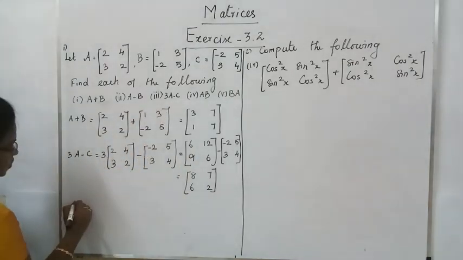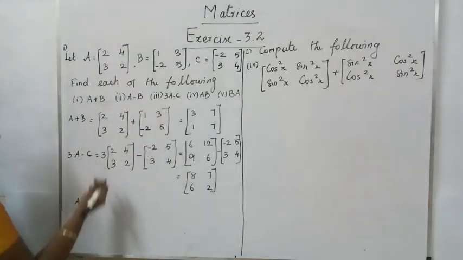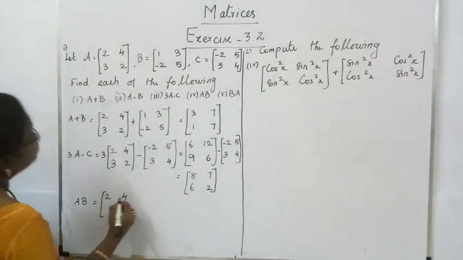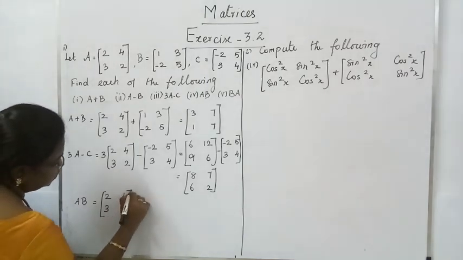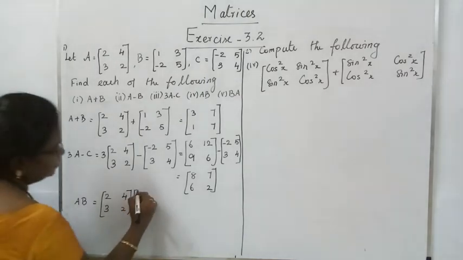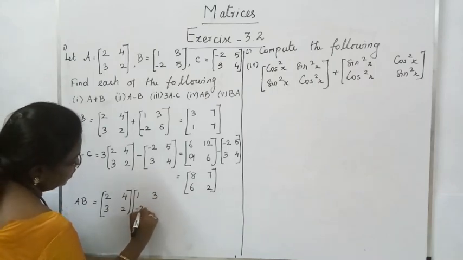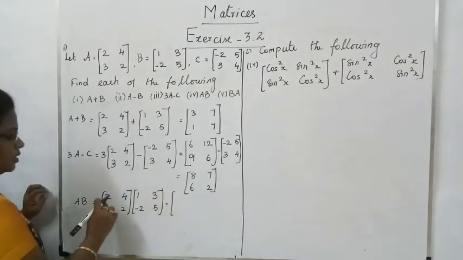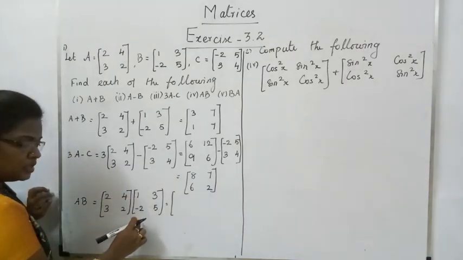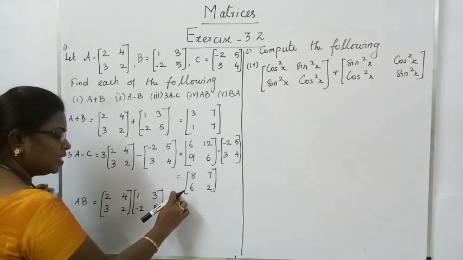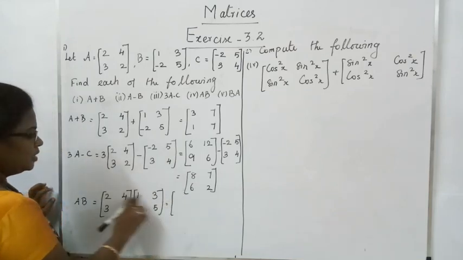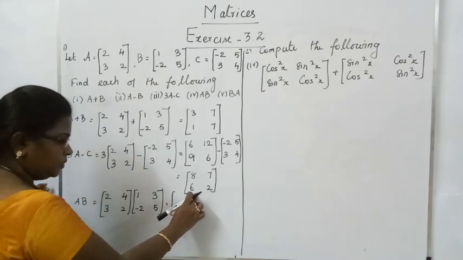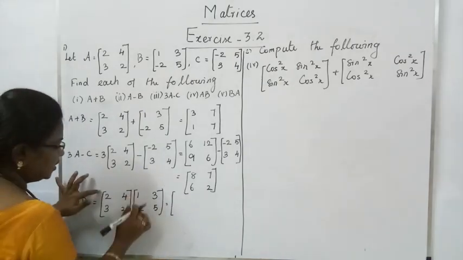Now let us do the fourth one: A into B. Just a multiplication between two matrices. 2, 4, 3, 2 has to be multiplied with 1, 3, minus 2, 1. See, for multiplying, the first row has to be multiplied with the first column. That has to be written up as first row, first column element. And first row with second column, you have to write it up as first row, second column element. So like that, the corresponding elements have to be multiplied.